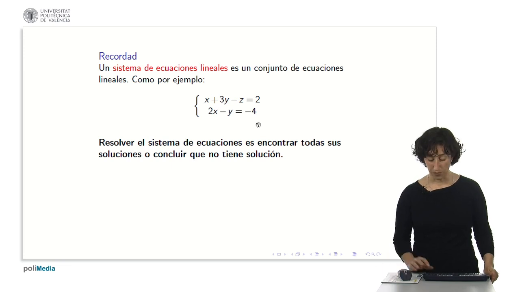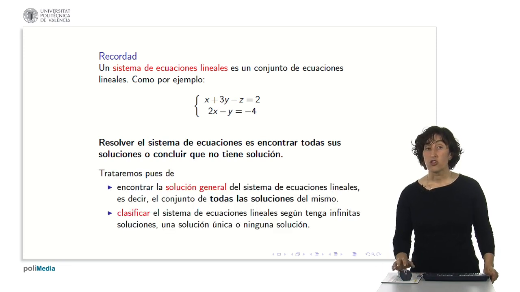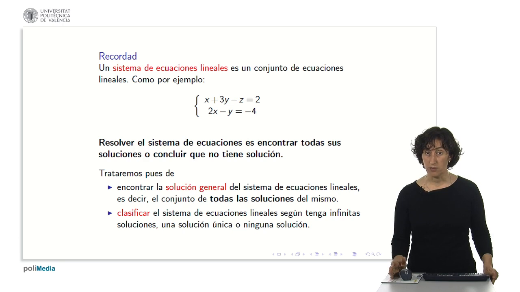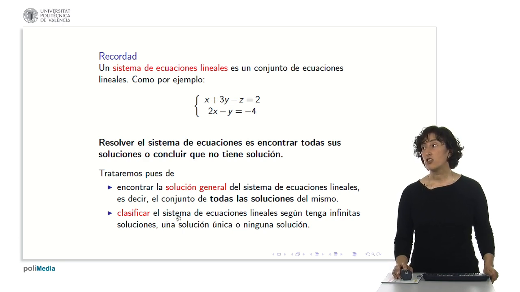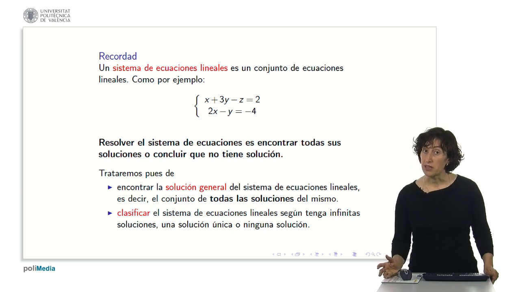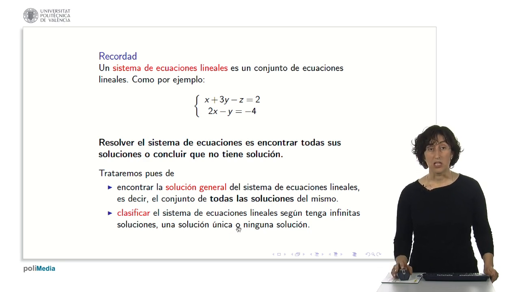So, what we are going to do with the Gauss method is try to find the general solution of the linear equation system. That is, all possible solutions, and classify the system according to the solutions that it has. If it has infinite solutions, it will be an indeterminate consistent system. If it has a single solution, it will be a determined consistent system. And if it does not have any solution, it would be an inconsistent system.